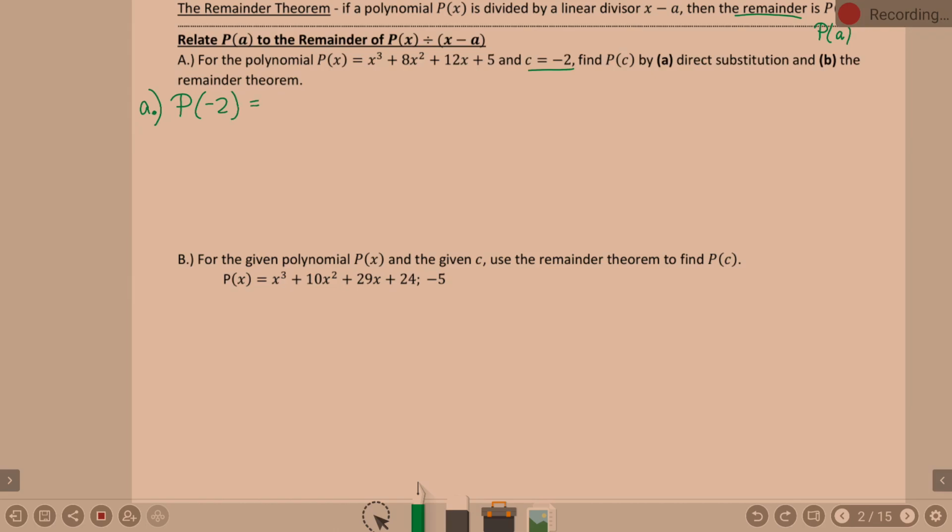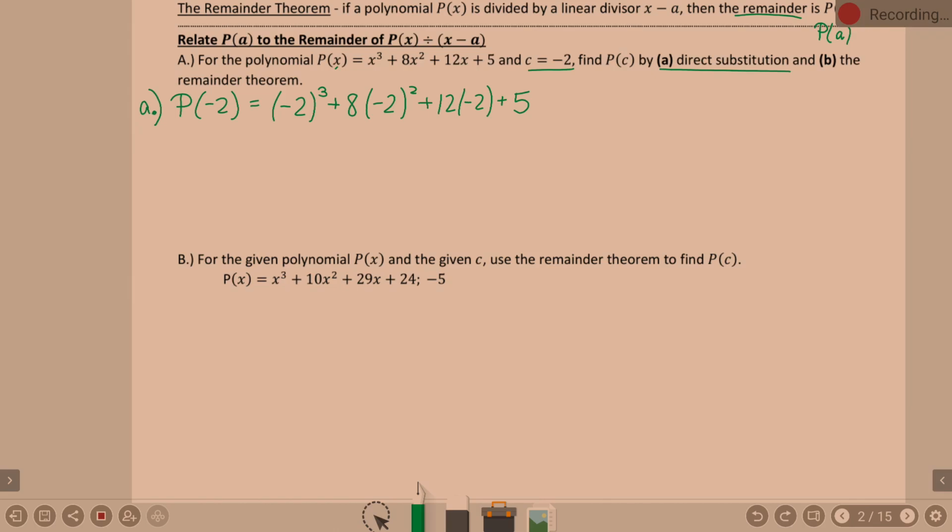How do I find p of -2? We're going to take -2. Every place you see an x, I'm going to replace it with -2. So I'm going to do -2 to the third, plus 8 times -2 to the second, plus 12 times -2, plus 5. One way to find the remainder is to use direct substitution.